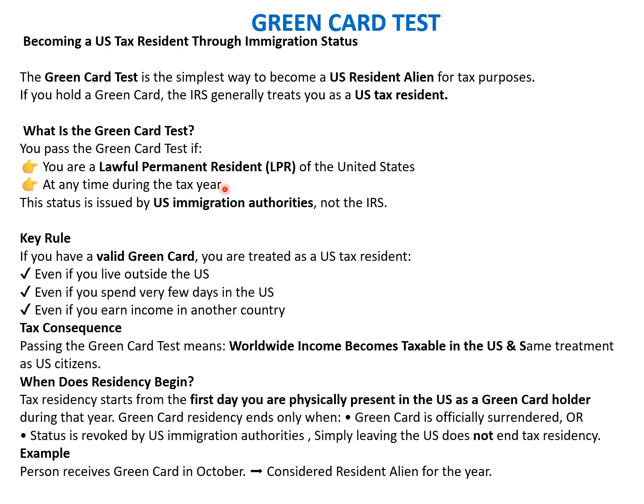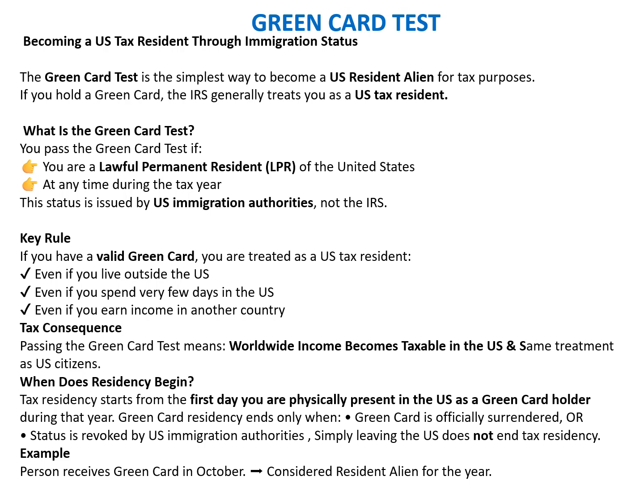So which means that if at any time during that tax year you have applied for the green card and you got that green card, from that day onwards you are treated as a US resident alien, and all the tax consequences of filing the return and reporting your worldwide income will be applicable to that individual. And the most important point is that this status is issued by US immigration authorities and not the IRS. The IRS simply takes cognizance of the fact that they have been treated as a US resident alien, and then they have to follow the rules and the methodology which is equivalent to a US citizen.